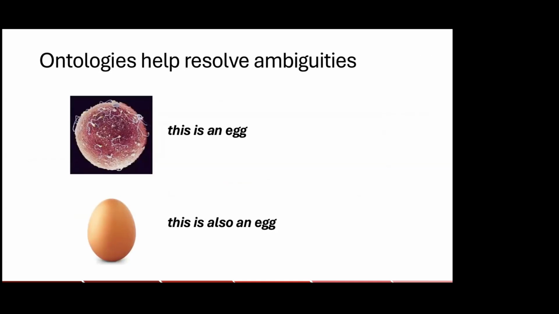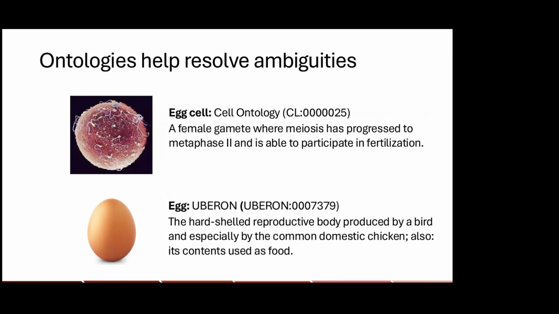Another, the opposite side: one concept can have many names, but one name can represent many objects or concepts. So we have two kinds of eggs here, an ovum and an egg from a chicken. Here we have two different ontologies: the Cell Ontology, because this is a single cell, defines an egg cell, and Uberon, which represents anatomical structures, has its own definition of an egg, and so this helps clarify the concepts.